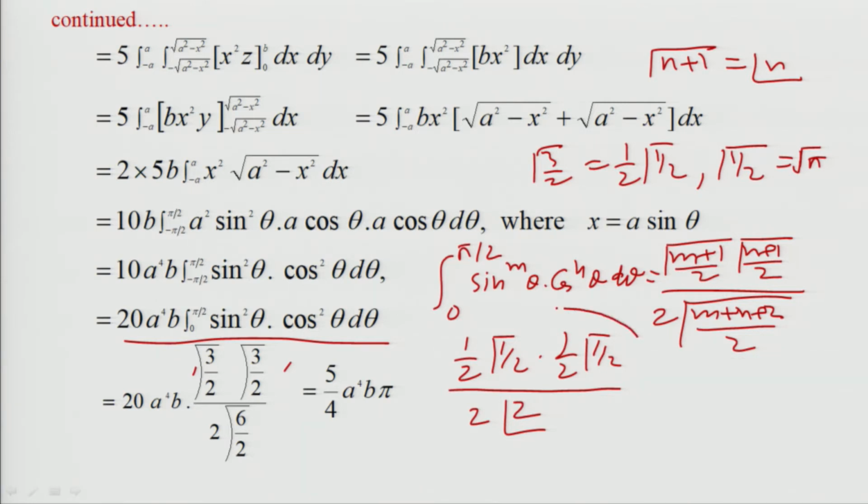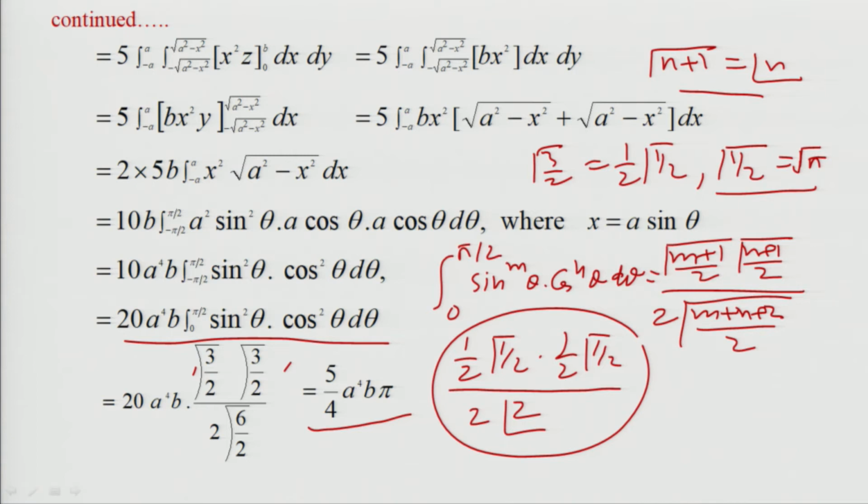So, after solving this and by using these results, we will get the value as 5 by 4 a to the power 4 b pi. So, finally, the value of the double integral F dot n dS over S is 5 by 4 a to the power 4 b pi.